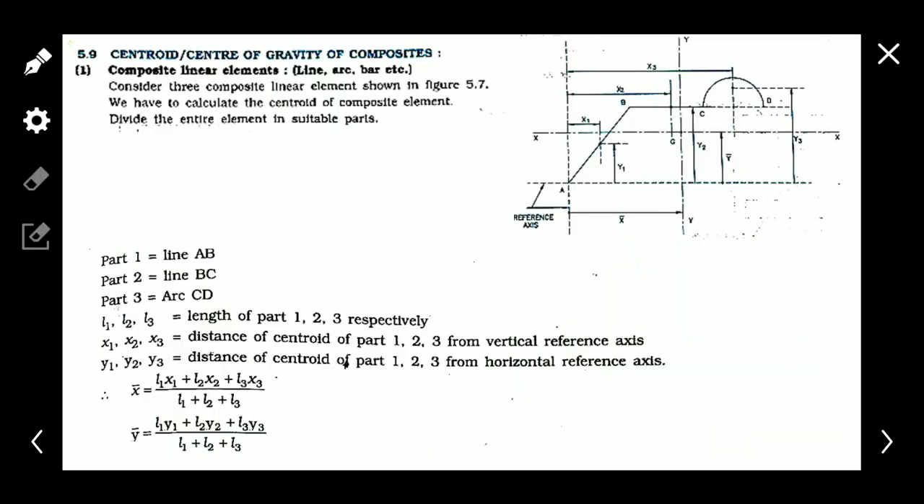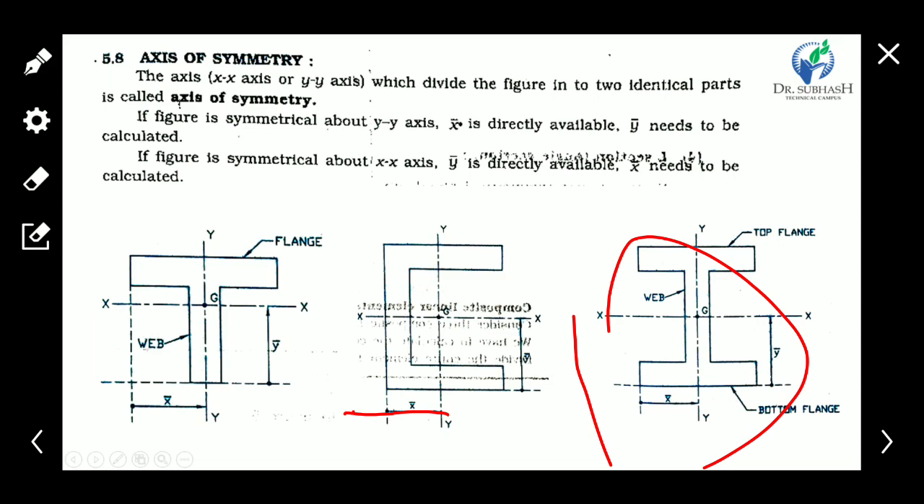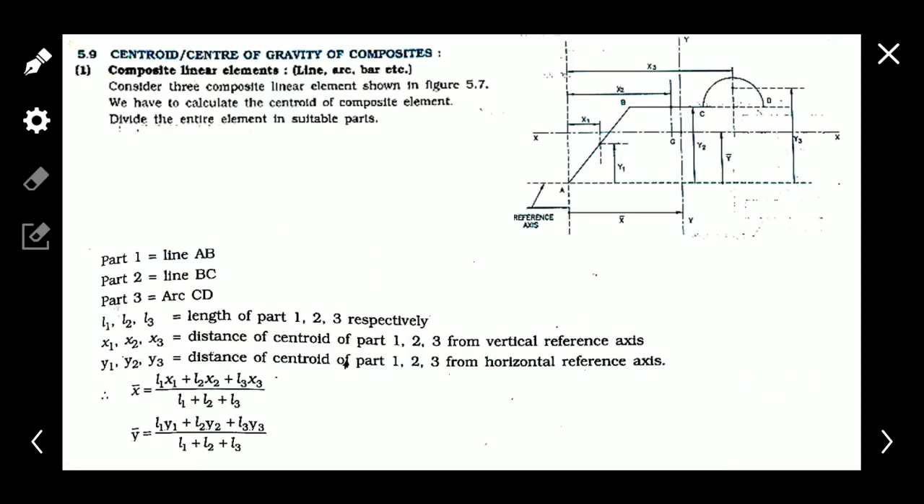Okay, here all things are related to the regular section: to find out the center of gravity of a regular section, the center of area of regular planes and solids. But if elements are composite, then how can we find out the centroid or center of gravity of composites?